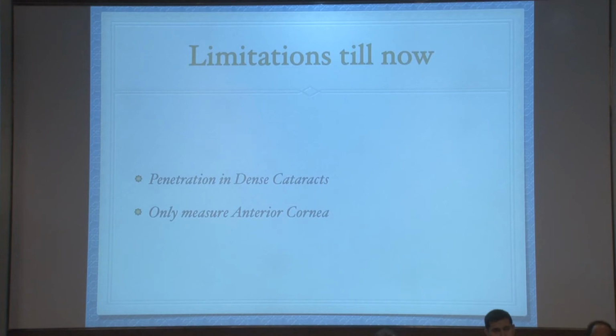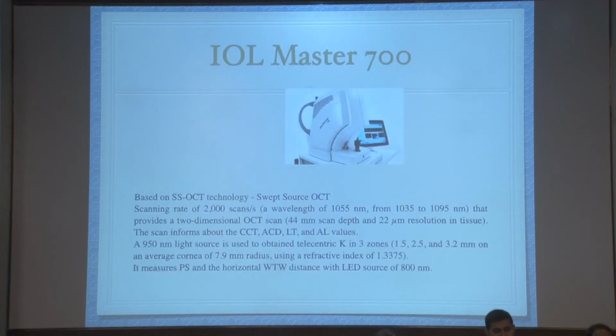So the limitations with these biometers were poor penetration in denser cataracts, and they only measure the anterior cornea. So now came the swept source based OCT biometers. IOL Master 700 is one of the devices which uses swept source OCT. It uses a scanning rate of 2000 scans per second, a wavelength of 1055 nanometers, and it provides a two-dimensional OCT scan.